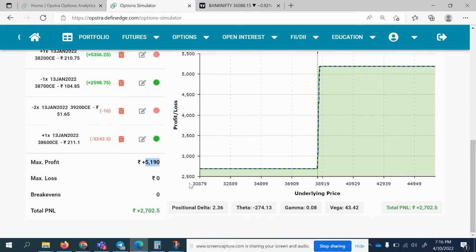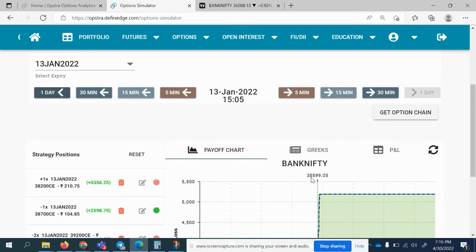So with the 4,000 profit, what we have done is locked a profit of a minimum of 2,792 with a maximum of almost 5,200. Okay, the market has fallen down on the expiry date, but even if it made like 0.5%, see, this basically ended at almost 38,600.